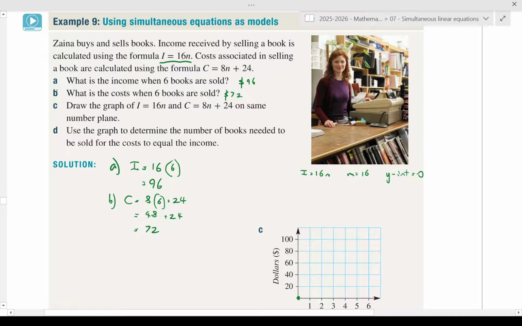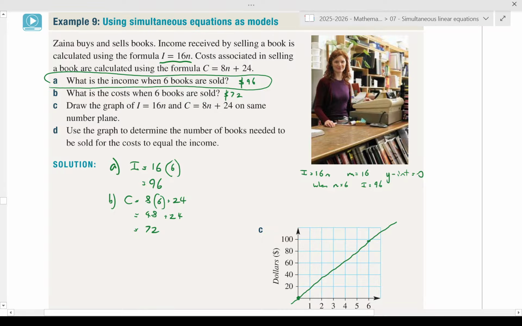But because we've answered question A, we know that for this particular one, when n equals 6, the income equaled 96. So that gives us a much better chance of getting it. What we'll do is go across to 6 and go up to 96, which is about there. It's not perfect, but it'll do for what we're trying to do. So I've drawn it through.